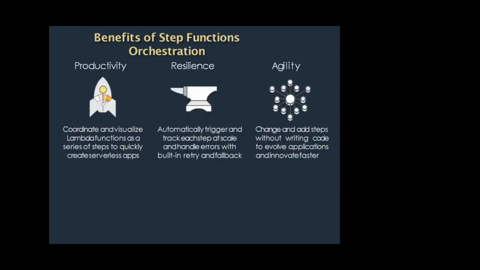So moving on further, what are the benefits of Step Functions orchestration? Step Functions combine multiple AWS Lambda functions into responsive serverless applications and microservices without having to write code for workflow logic, parallel processing, error handling, and timeouts. You can also orchestrate data and services that run on Amazon EC2 instances, containers, or on-premises servers. These are the main three features: productivity, resilience, and agility.